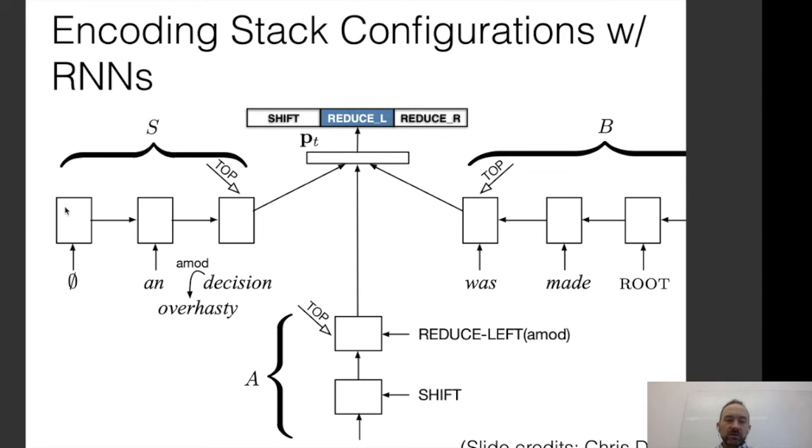But basically the idea is we feed in this null symbol here, we feed in n, which is the second to top element on the stack, and then we feed in a representation of this tree, which is encoded using a tree-structured neural network to get the top element on the stack. We feed in the words in reverse order, so we have made and was being the words that we haven't processed yet, and then we feed in the actions that we have done already into a recurrent neural network separately.